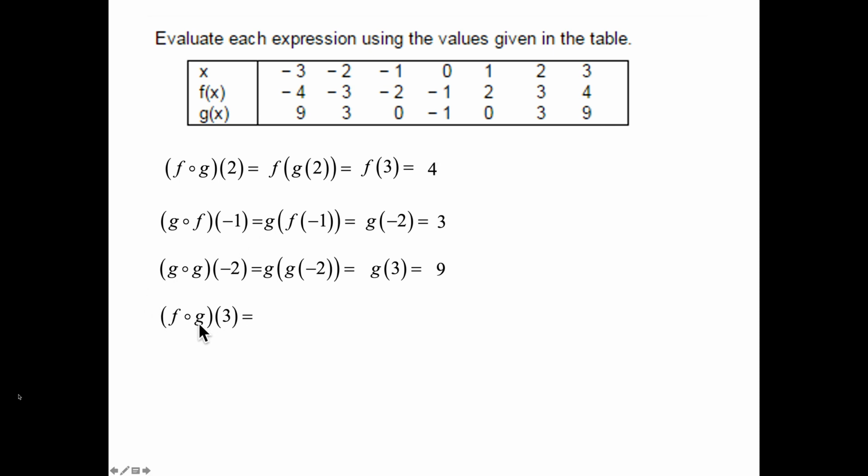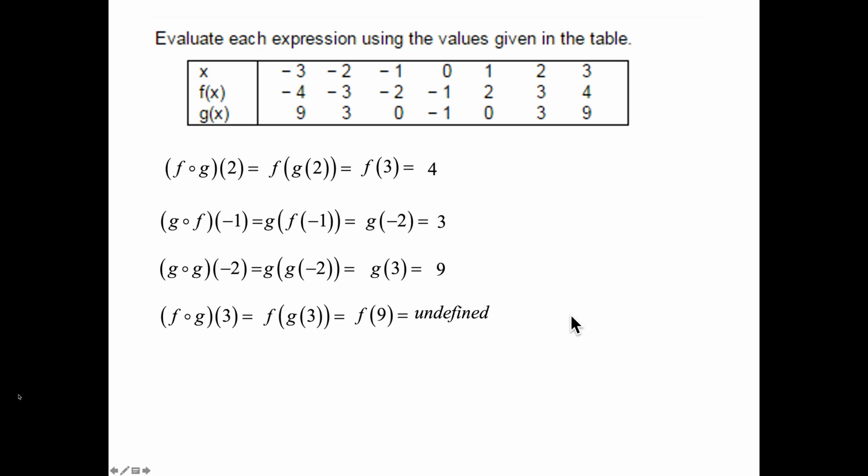Now there are cases, f of g of 3, where we do g of 3 first. Well, we just did g of 3. It's a 9. It's right here. So instead of going back up there, I'm just going to steal that. So that 9 goes in place of g of 3. And to do f of 9, and this can happen with tables, look, there's no 9s in the x row. So therefore, this is an undefined value.